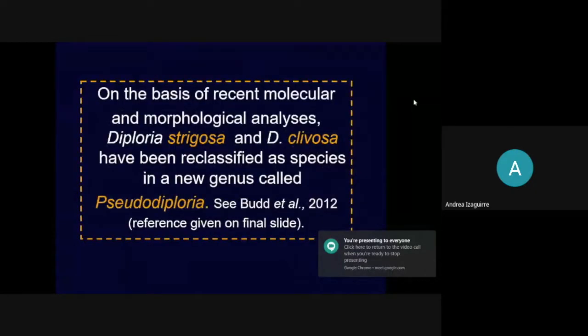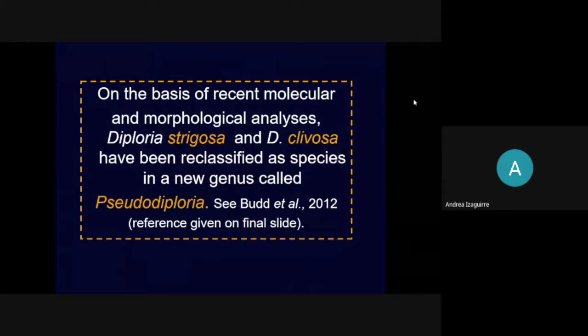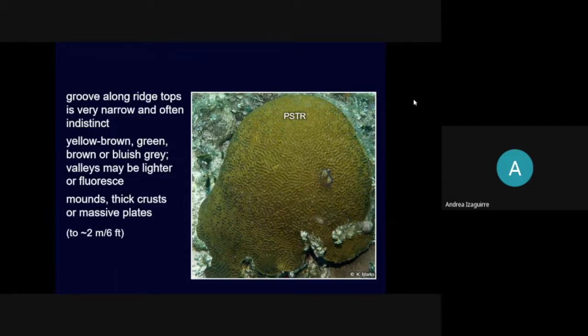Okay, the one that we just saw is Diploria, and it used to have two other sister species, but because of genetic analysis, these two species have now been reclassified in a new genus called Pseudodiploria, which is funny because that means fake brain coral. The first one is going to be our Pseudodiploria strigosa, and this one is our symmetrical brain coral.